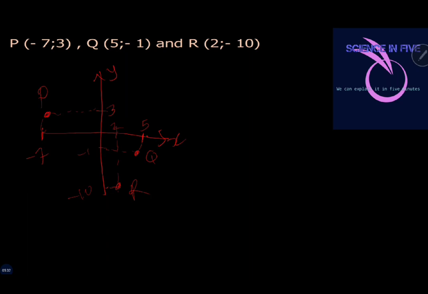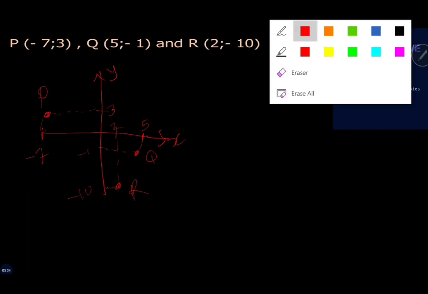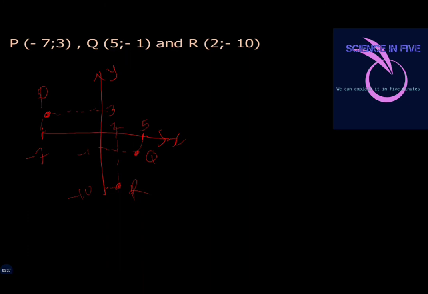To be able to calculate the distances now, I'm going to join these points with a line. So there's one distance, there's the other distance. So I can see PQ, QR, and PR. Using the idea of the Pythagoras theorem, I need 2 perpendicular sides. So I'm going to move along the X, then I move along the Y.